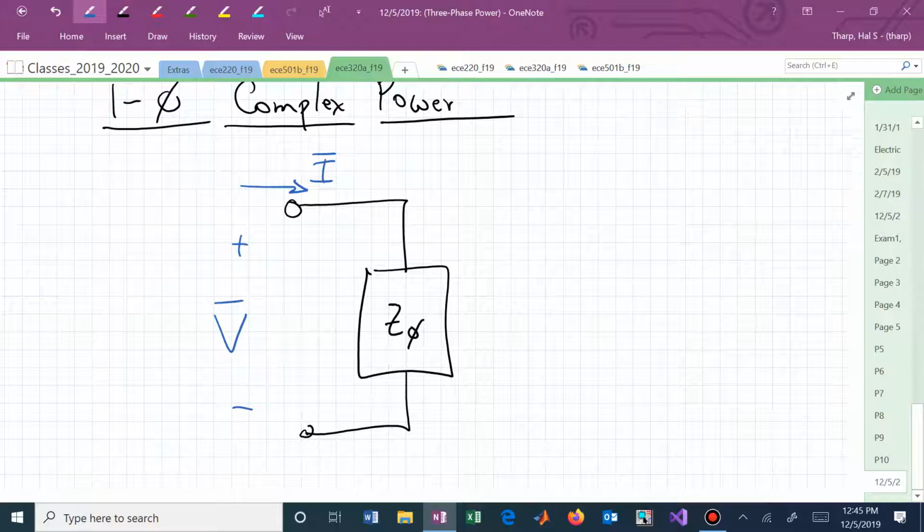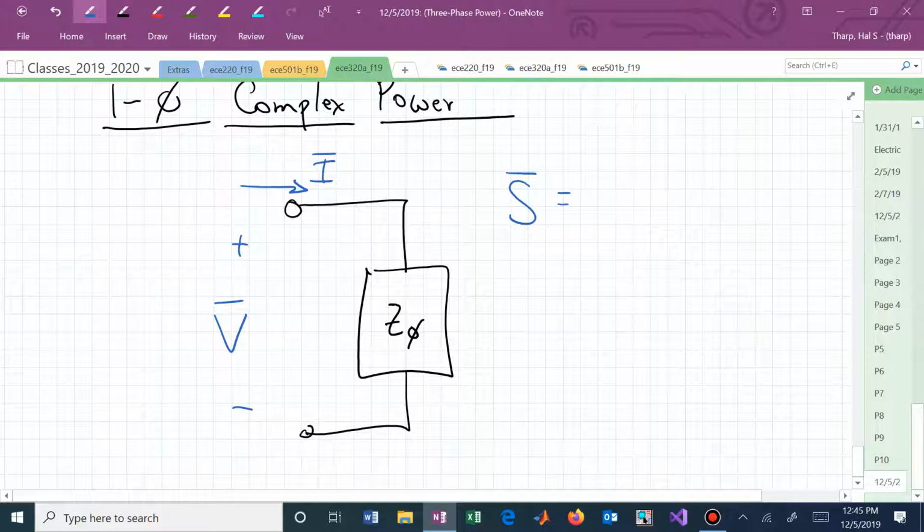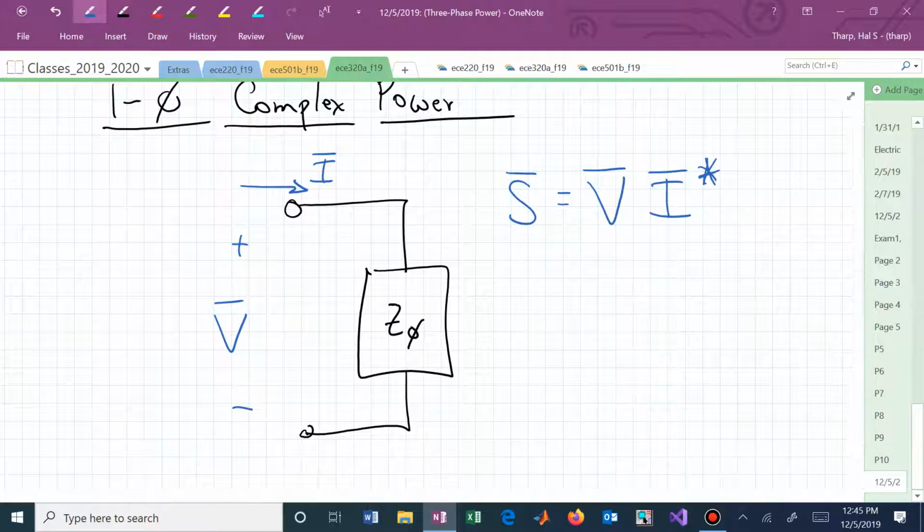The complex power is now V I star. If you need to find the complex power associated with that impedance, you would then need to know the phasors, both voltage phasor and the current phasor, across and through that particular impedance. That now allows you to rewrite this complex power expression many different ways.